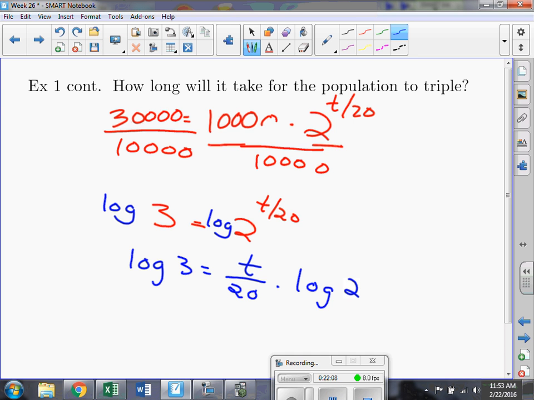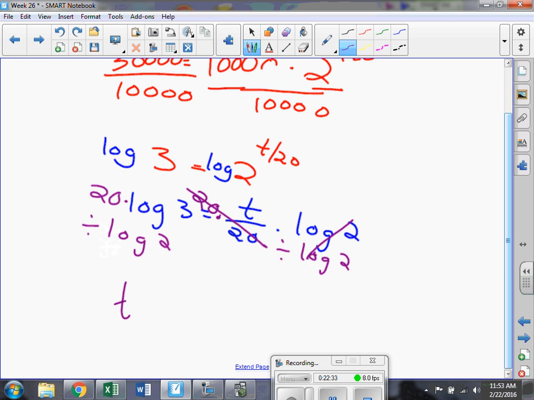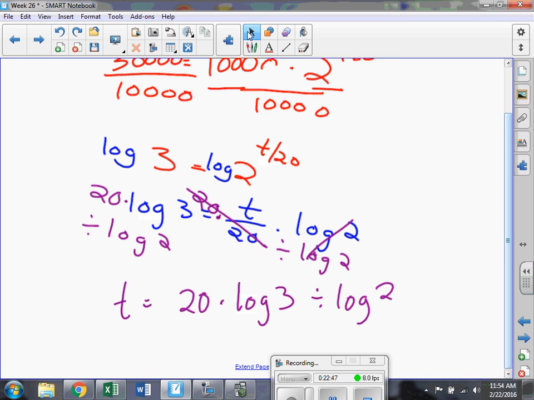We can do it in several different ways. I'm going to multiply by 20, and I'm going to divide to get rid of the logarithm of 2. And after both of those pieces cancel, we have 20 multiplied by the logarithm of 3 divided by the logarithm of 2. Then we have something that we can type into the calculator. So let's get to it.